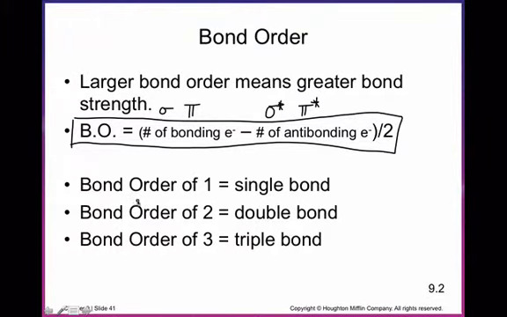And you can associate your bond order also with the type of bond. So a bond order of 1 is a single bond, a bond order of 2 is a double, and a bond order of 3 is a triple. We would also know that a bond order of 1 would be the longest, to a bond order of 3, which is a triple bond, is the shortest. And the shorter it is, the more strength it has.